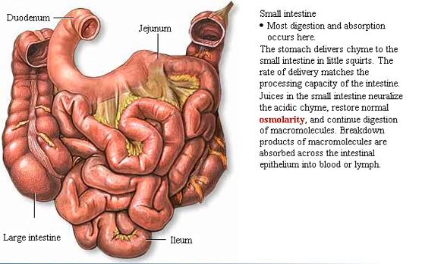Juices in the small intestine neutralize the acidic chyme, restore normal osmolarity, and continue digestion of macromolecules. Breakdown products of macromolecules are absorbed across the intestinal epithelium into blood or lymph. Click the small intestine to observe its unique anatomical features.